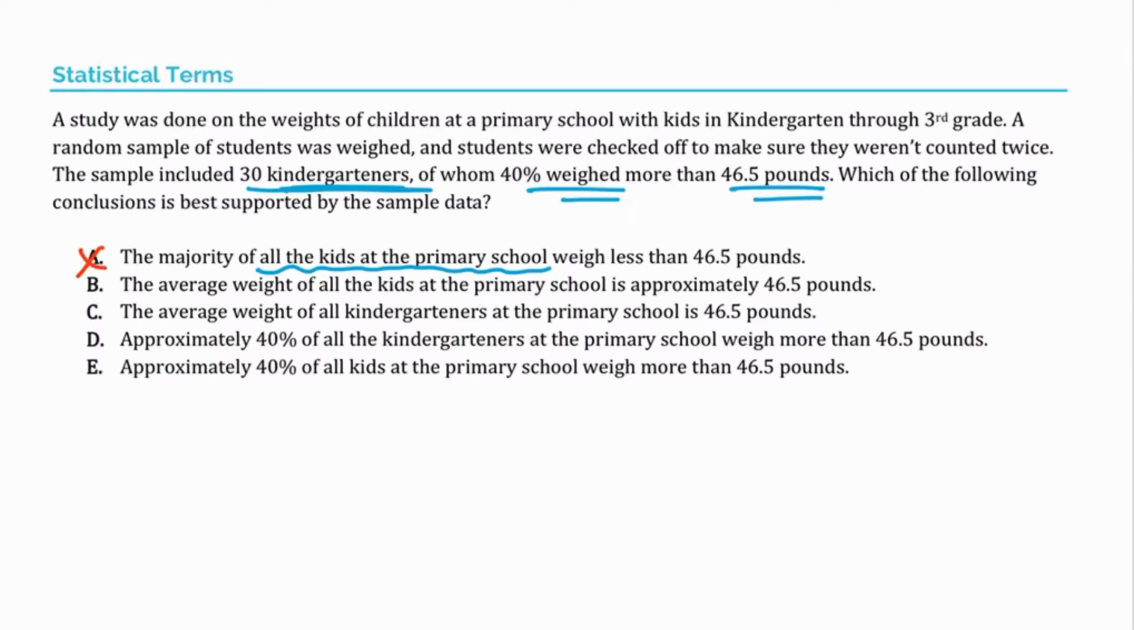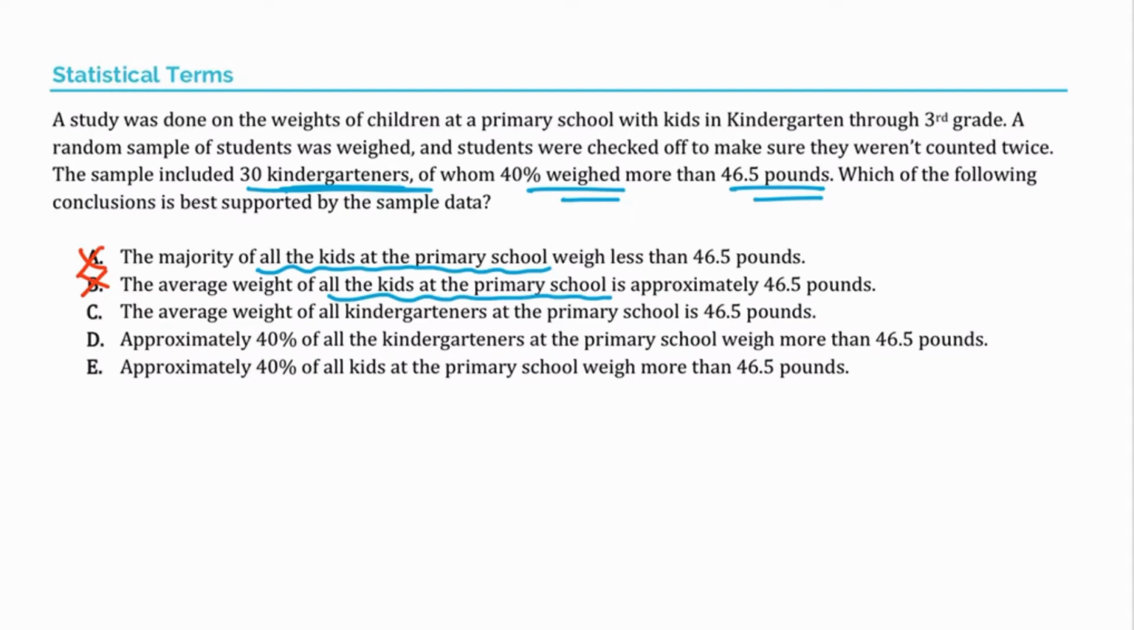What about B? The average weight of all the kids at the primary school. We have that same problem again. I'm trying to generalize to all the kids when I've only studied kindergartners. So B is out. Also, it didn't even talk about the average weight, right? It just said that 40% weigh more than 46.5. It never said that that is the average.